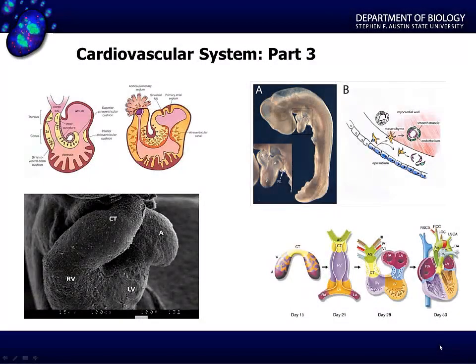Welcome to our last podcast on the cardiovascular system, and what we'll focus on in this unit is the changes that happen between fetal and neonatal circulation. Then we'll also look at some of the more common congenital anomalies that can occur with the heart and the cardiovascular system.